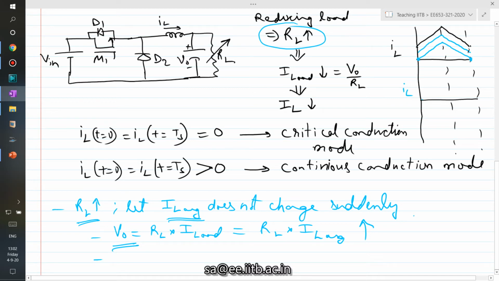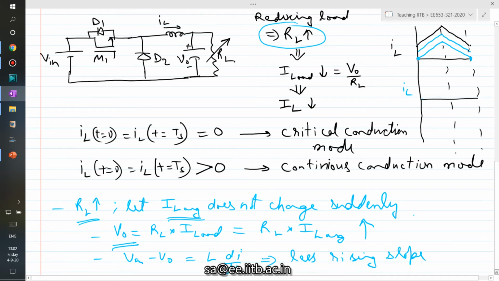In step 3, what will happen is your increasing slope, right? What is the increasing slope? Vin minus VO is equal to L dIL by dt, right? This is the slope when M1 is on. So you see what will happen to the slope? Vin minus VO. Now VO has increased slightly. So the gap between Vin and VO has become smaller. So the slope has reduced, right? So less rising slope.